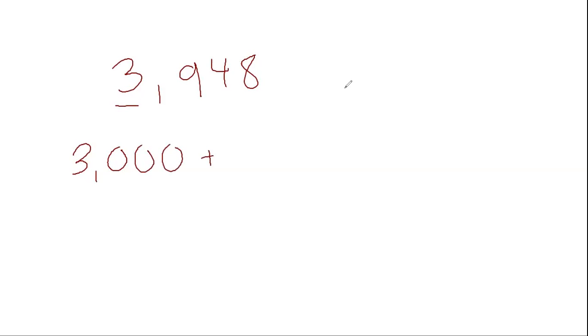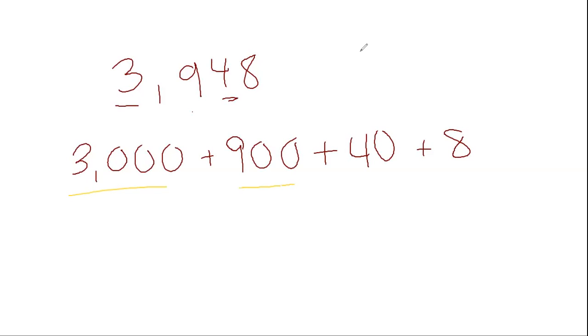Okay, let me do one more for you. If I have 3,948, let's write that number in expanded form. Start with your largest place value first, 3,000s. Okay, 3,000s is worth 3,000. We go to my hundreds, I have a 9, 900, plus 4 tens is 40, plus 8. Okay, so 3,000 plus 900 plus 40 plus 8 equals 3,948.